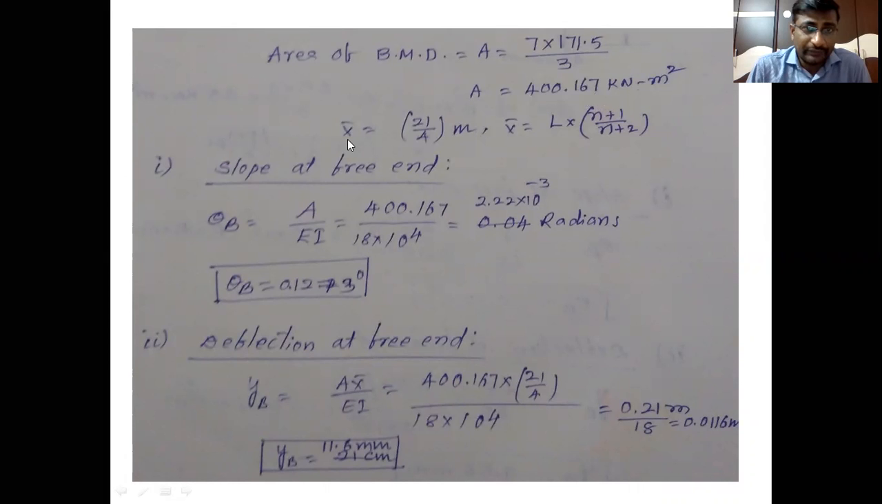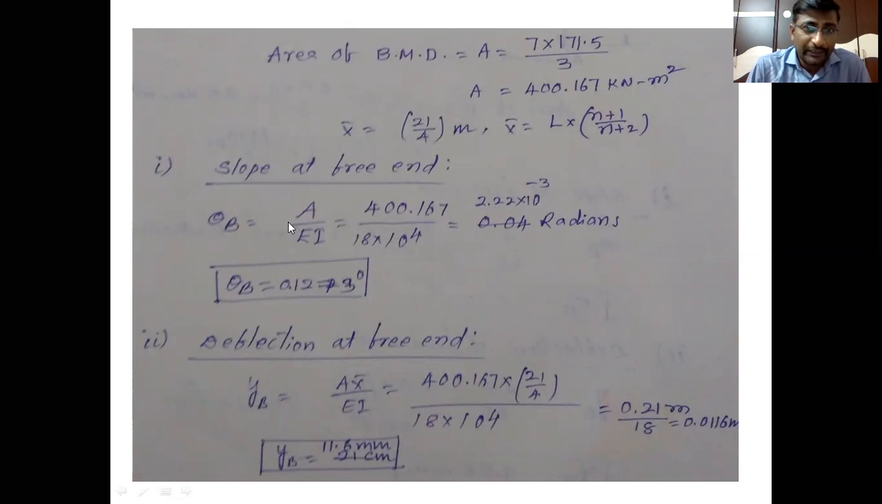Similarly, x bar, the location of the center of gravity from the apex, is n plus 1 by n plus 2 into length. N plus 1 is 2 plus 1, 3, by 2 plus 2, 4. So 3 by 4 into 7 meters is 21 by 4 meters. X bar is 21 by 4 meters.